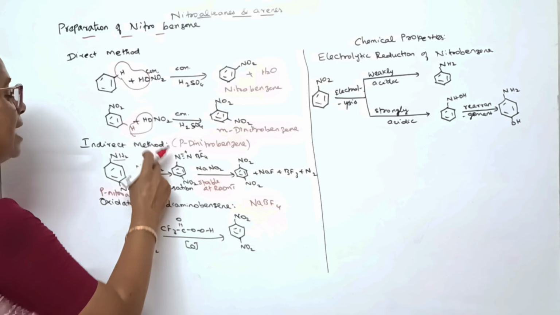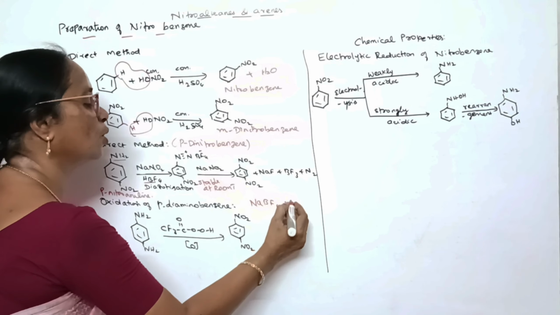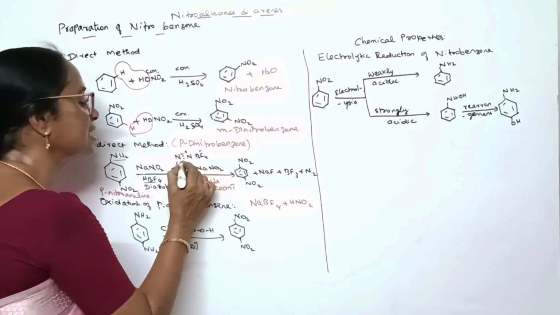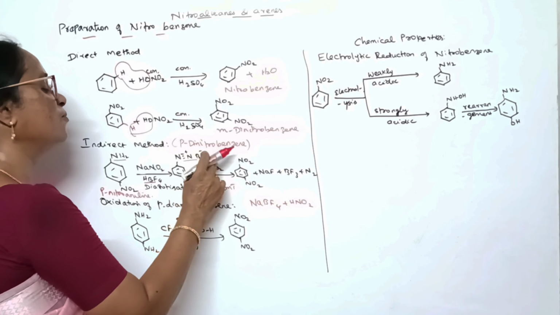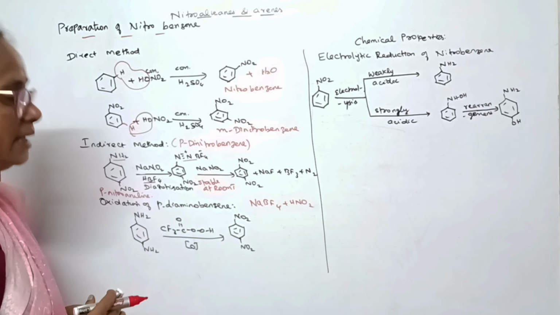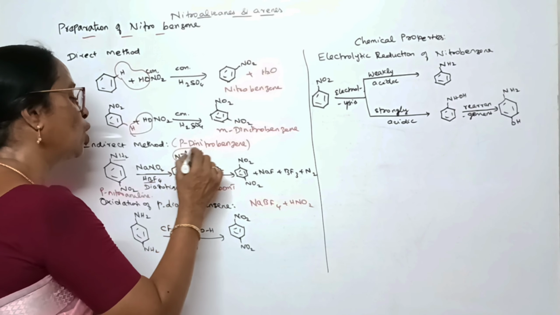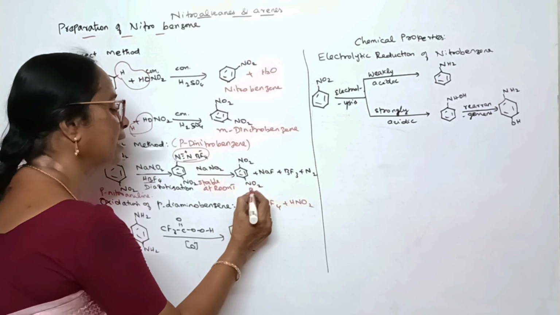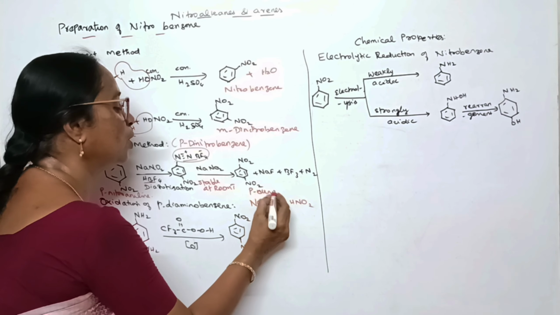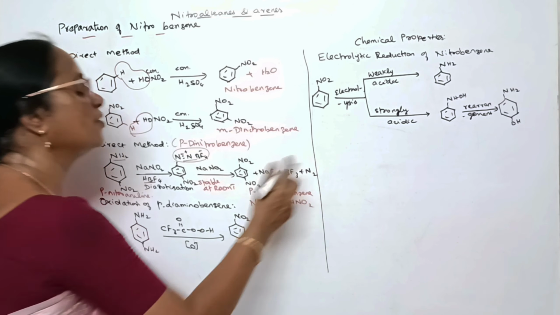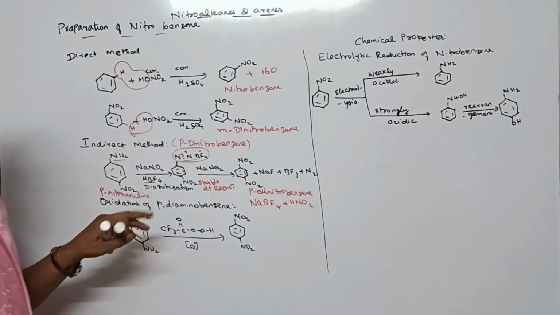So when para-nitroaniline is treated with HBF4 in the presence of sodium nitrite, both will react to give NaBF4 and HNO2. And hence the amino group is converted into diazonium fluoroborate. Followed by treatment with sodium nitrite, the entire fluoroborate is substituted by the nitro group. So we are getting para-dinitrobenzene as well as BF3, NaF and nitrogen.